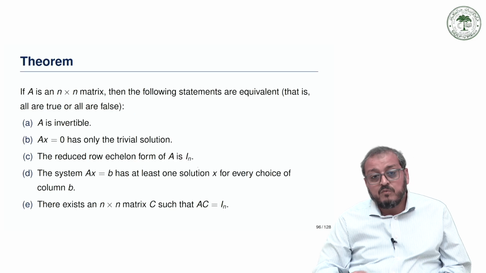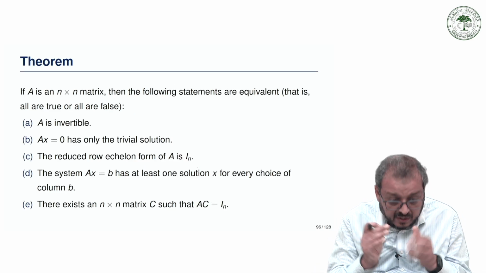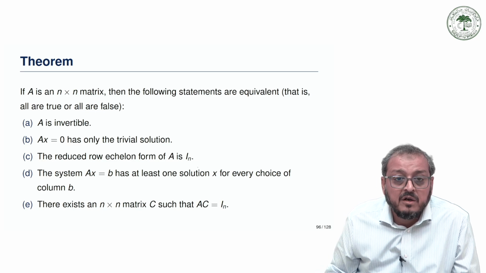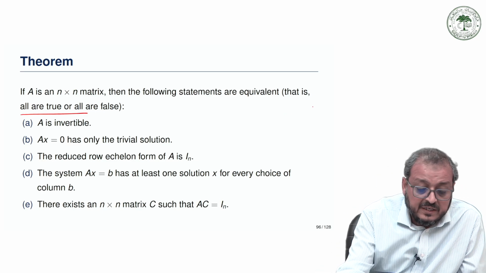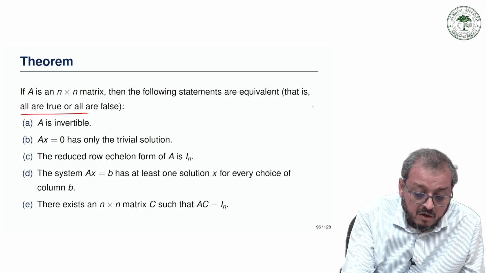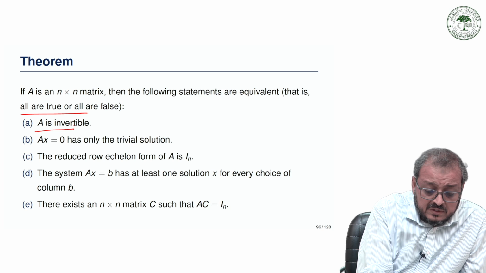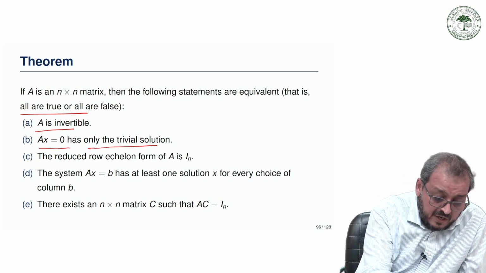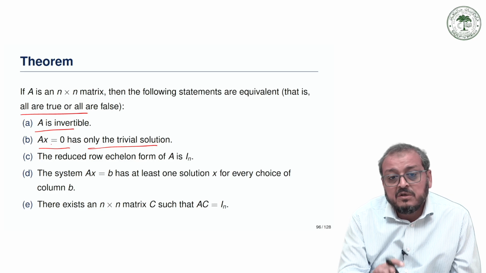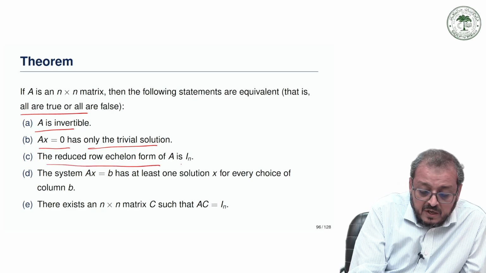Now I will prove one more result. If A is an n by n matrix, then the following statements are equivalent, that is, they are all true or all false. If A is invertible, then Ax is equal to 0 has only the trivial solution. If A is invertible, then a homogeneous system has only the trivial solution. Then the reduced row echelon form of A is the identity.